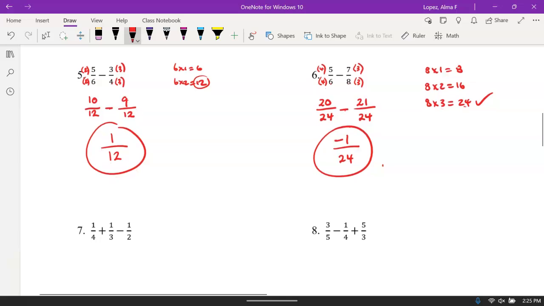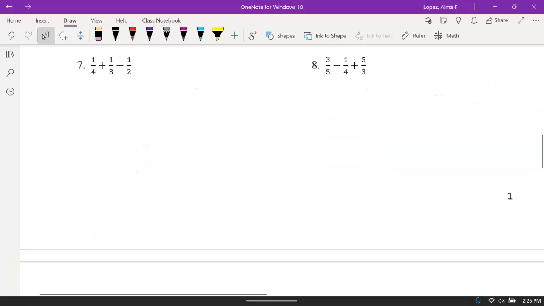Guys, it works exactly the same way with 3 numbers. For 4, 3, and 2, I'm going to take the biggest one. 4 times 1 is 4. Now, I've got to make sure that 3 and 2 divide into whatever I find. So 4 is not going to work for the number 3, so let's keep going. 4 times 2 is 8. Same thing. 3 does not divide into 8.